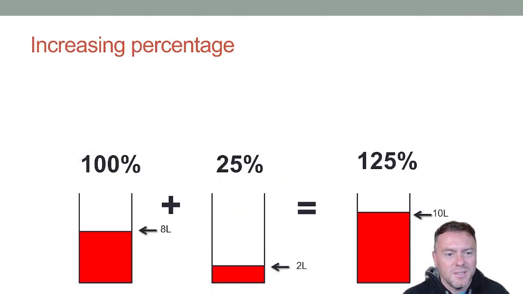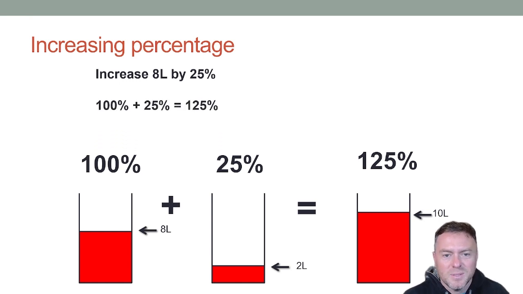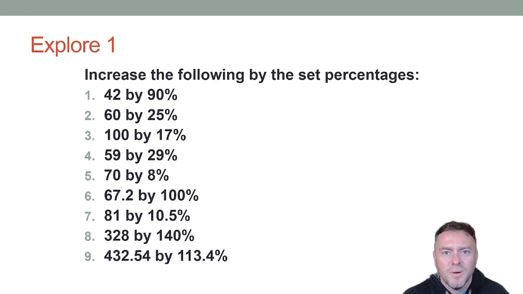So let's use this easier way. If we increase 8 liters by 25%, we simply add the percentages together. So the original amount, which is 100%, plus the 25% to get the 125%. We then multiply 8 by 1.25, and then we get our 10 liters. So have a go at these ones.